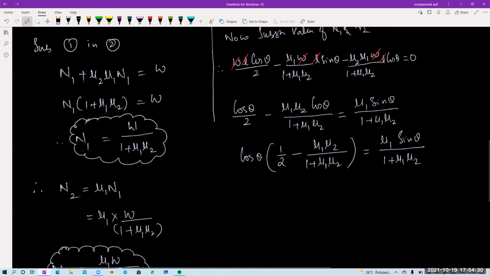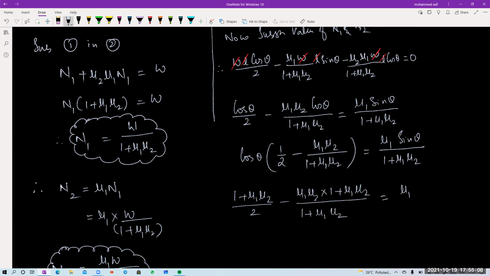Okay, so sine by cos will become tan. So I'll take this cos here right now. Mu1 will come down and this 1 plus mu1 will go on the other side. So sine by cos will become tan. I'll take this term on this side. So this will become 1 plus mu1 into mu2 divided by 2 minus mu1 into mu2 into 1 plus mu1 into mu2 divided by 1 plus mu1 into mu2 is equal to mu1 into sine divided by cos theta.